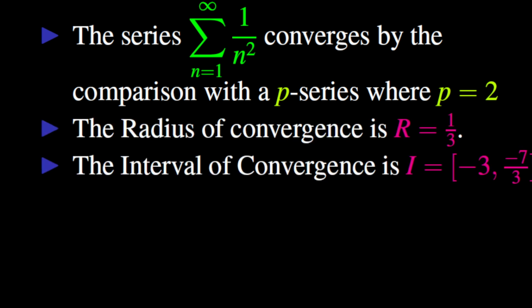In sum, the radius of convergence is equal to 1/3. The series converges for x in the closed interval with endpoints -3 and -7/3.